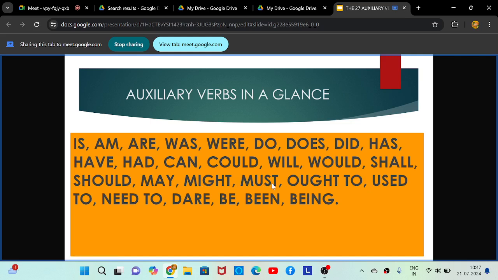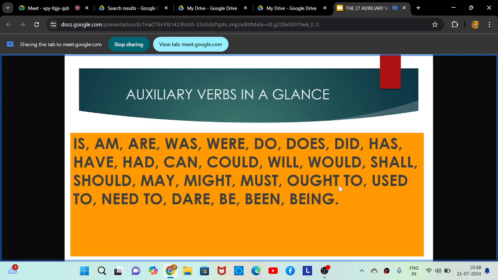Now moving to the three M's: may, might and must. Here you can see that may and might are related to each other, so you can study them together. I will tell you the relation. Then another word with M, that is must. So those three can be clubbed together and studied: may, might and must.